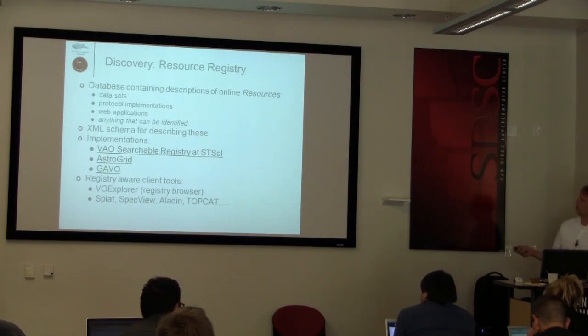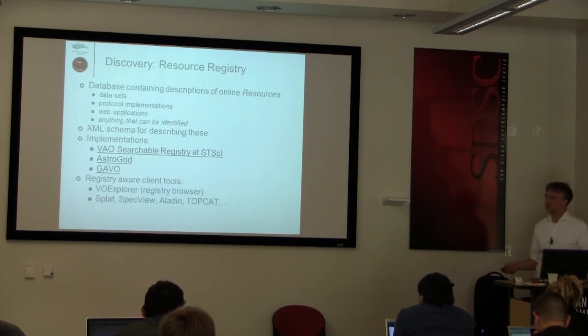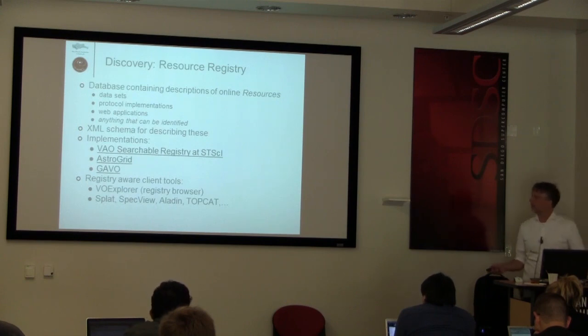So this was one of the early standards that came up, because it was clearly very important. I mean, if I can't find any of the services, then there's no point in having a VO. So these registries are important. Again, there are searchable ones. At some point you could follow the links here, that the VAO has a searchable registry where you can type some search terms and it will give you things.